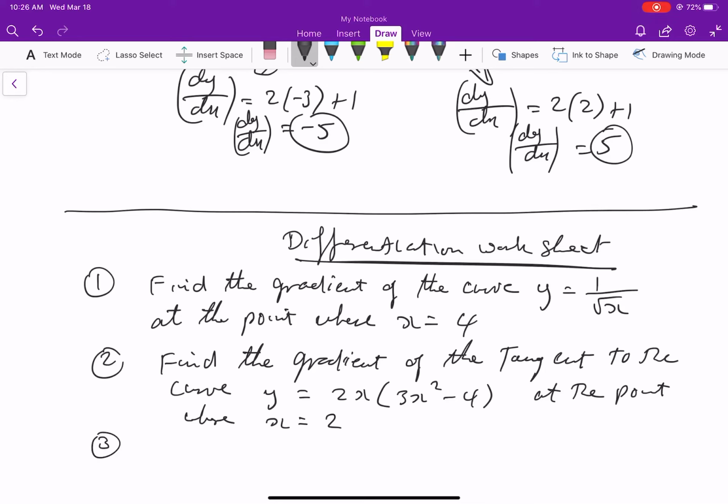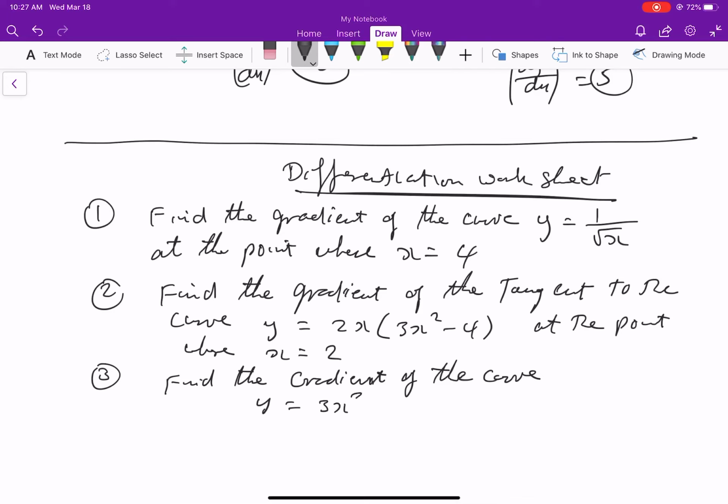And number 3. Find the gradient of the curve y is equal to 3x cubed minus 12x minus 4 at the point where the curve cuts the y-axis.